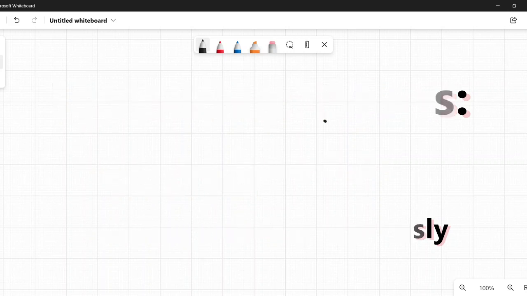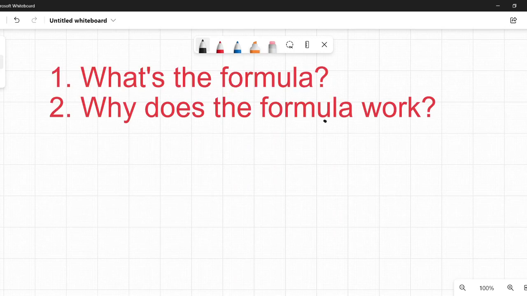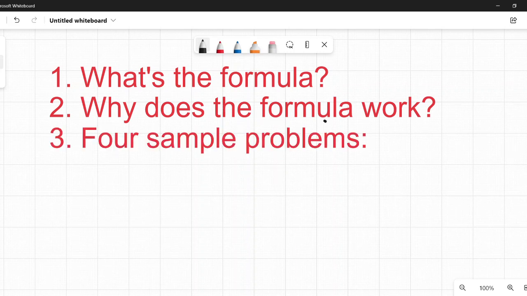Okay, so for today, we're going to talk about the formula itself. We're going to talk about why that formula is the way it is. Then I'm going to do 4 different problems. I know it's going to be a long one. 4 different problems solving for these 4 different variables because, believe it or not, there's different techniques involved.